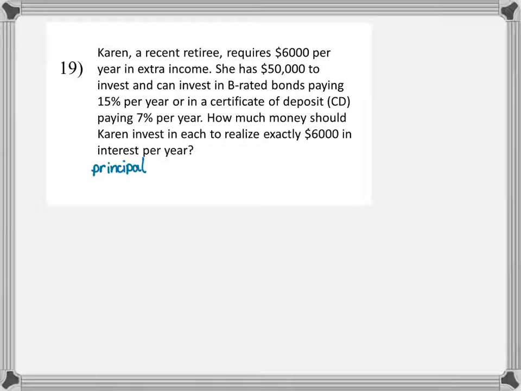Okay, so in my table, I'm going to have a column for principal, which is the amount that we're investing in each type of item, rate, interest, and then we have bonds, CDs, and we'll have total. So these are our column headings and row headings.